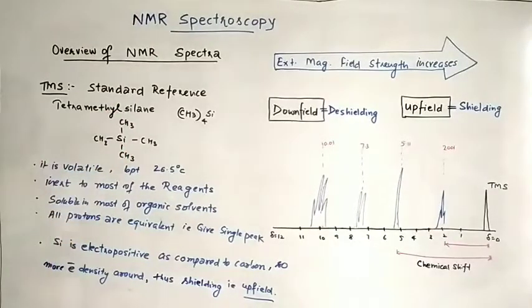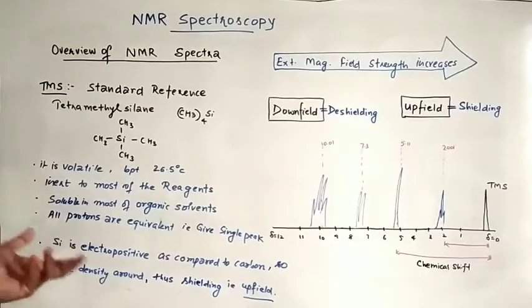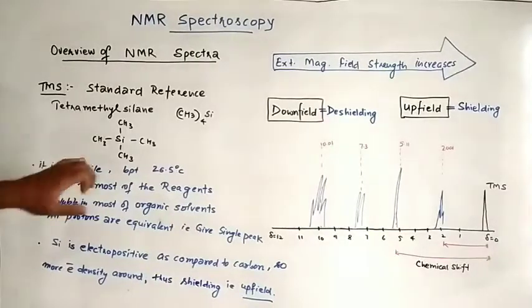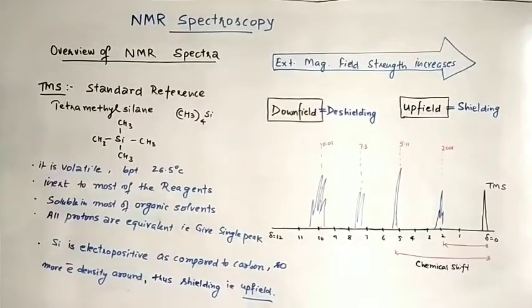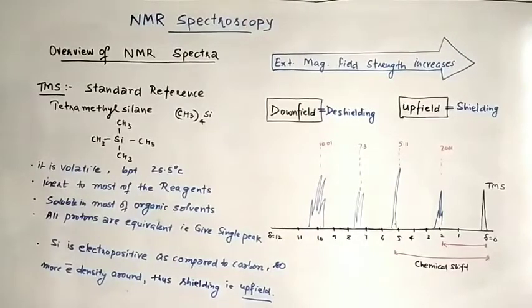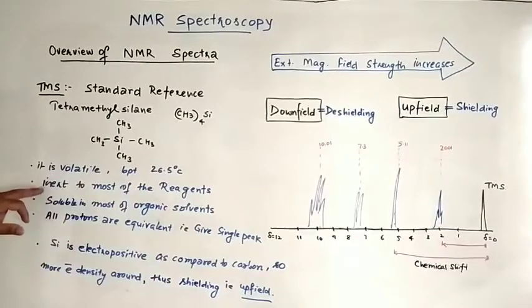It can be easily evaporated. Its boiling point is 26.5 degrees Celsius. So you just heat the sample, and it will evaporate. Second thing is it is inert to most of the reagents. It will not react, because this silicon and carbon bond, both are of the same family, and this is almost a non-polar bond. And non-polar compounds like alkanes are very less reactive toward any reagents. Unless we provide a drastic condition, they will not react. So this second characteristic is inert to most of the reagents.